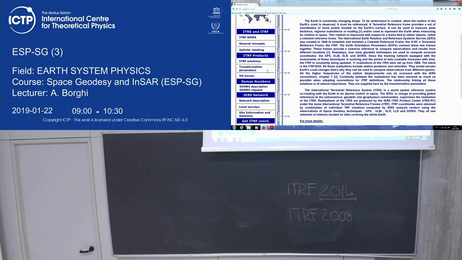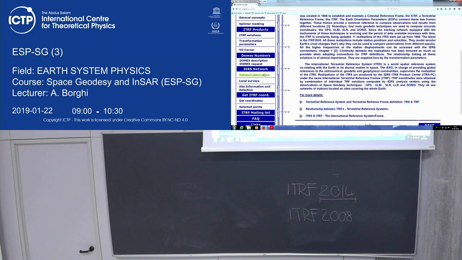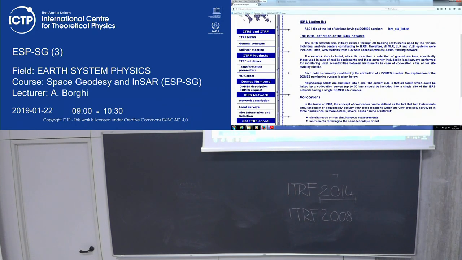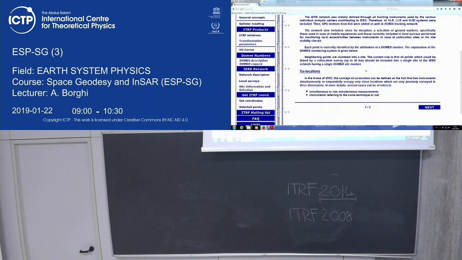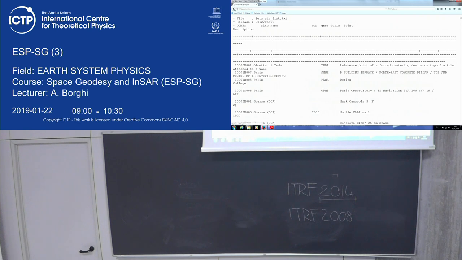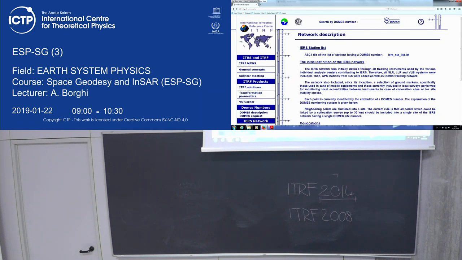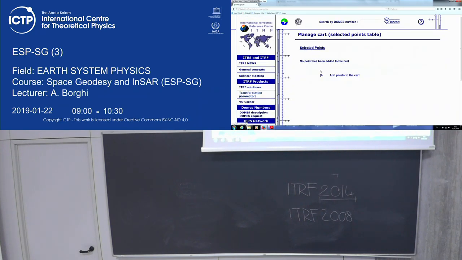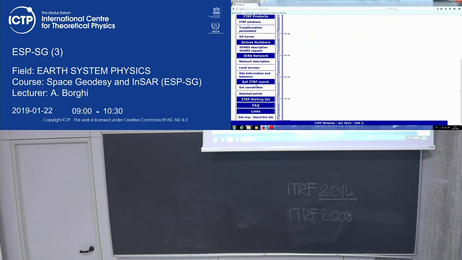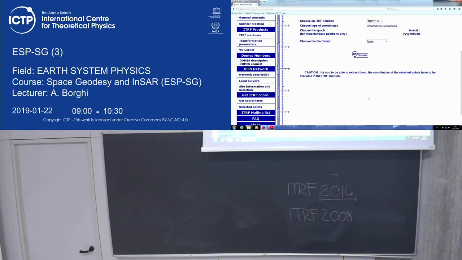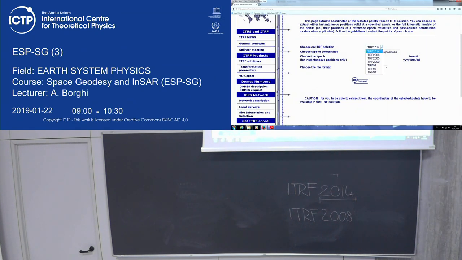Okay, so you have the different solutions, and the transformation parameters between one solution and another. The network descriptions, this is important. I like to have a map. This is a list. Here you can get coordinates, for instance, you can choose an international terrestrial reference frame, and you can have the position, probably the full kinematic model.